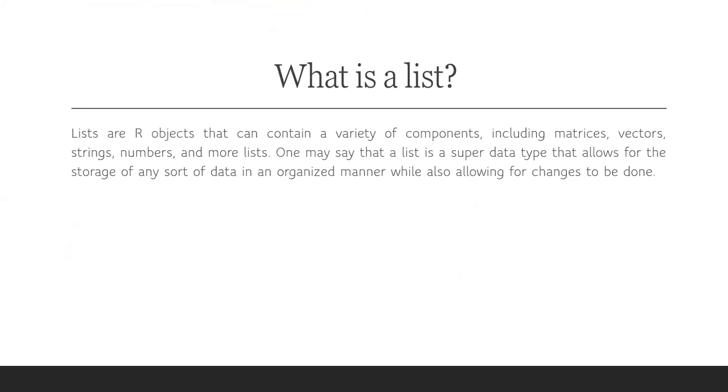So first of all, let's get familiar with this term of list. So lists are actually objects that can contain a variety of components, including matrices, vectors, strings, numbers, and more lists. One may say that a list is a super data type that allows for the storage of any sort of data in an organized manner, while also allowing for changes to be done.